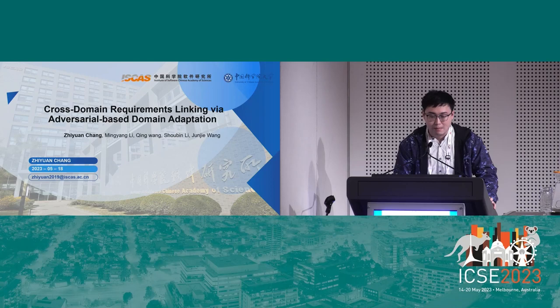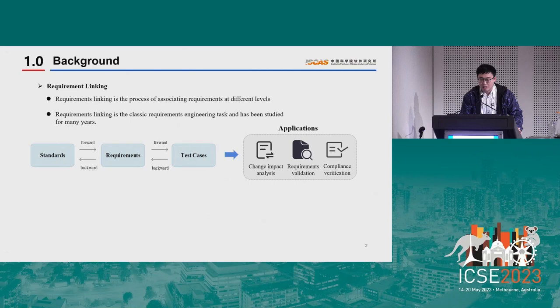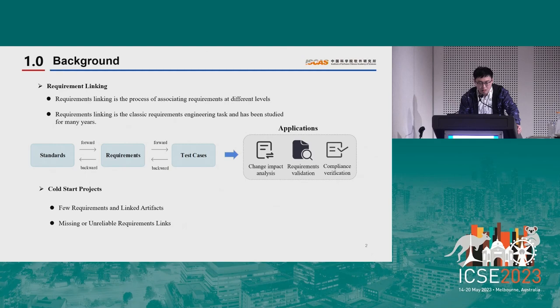Requirements linking is the process of associating requirements at different levels. It is applied in many software activities, is a classic requirements engineering task, and has been studied for many years. However, these studies lose effectiveness for linking requirements on cold-start projects. Specifically, some small-scale or newly started projects generally contain few requirements and linked artifacts as data resources. On the other hand, even for projects with sufficient data resources, the requirements links are often missing or unreliable. So in this paper, we focus on building a promising requirements linking model for cold-start projects.